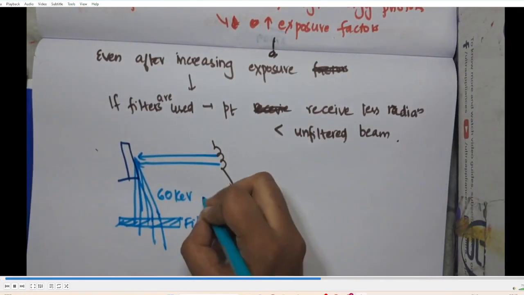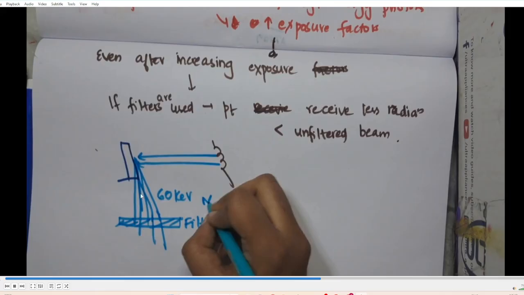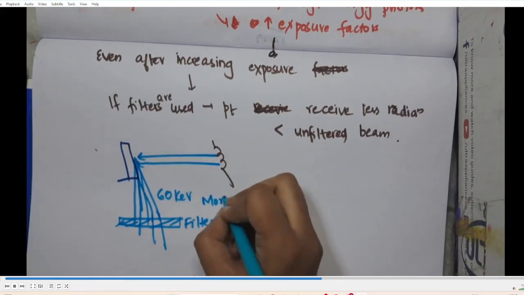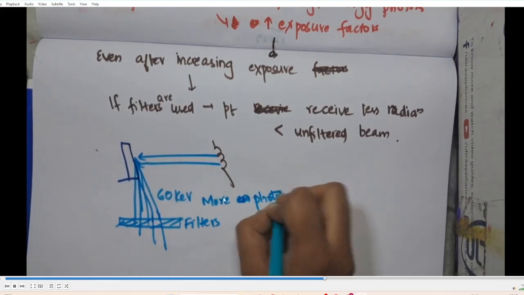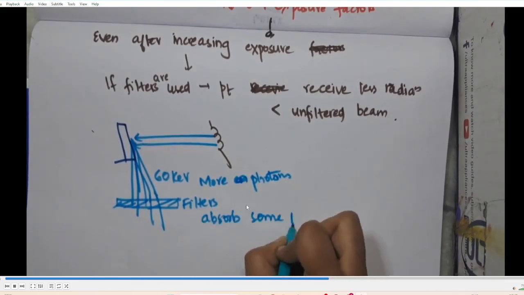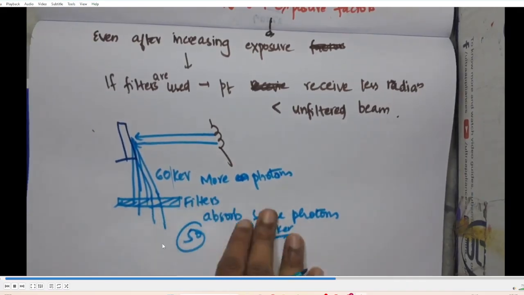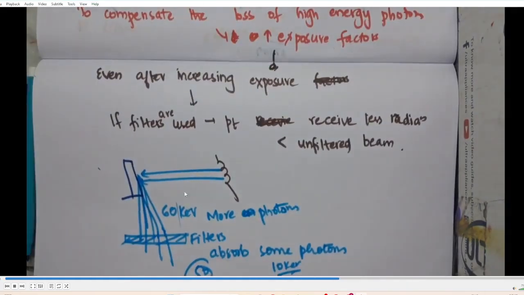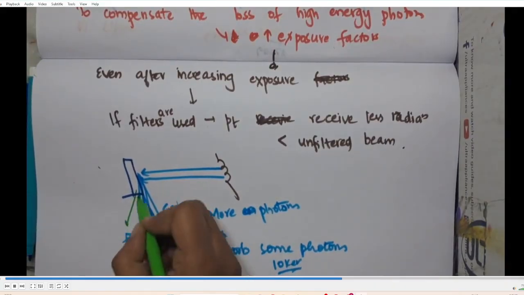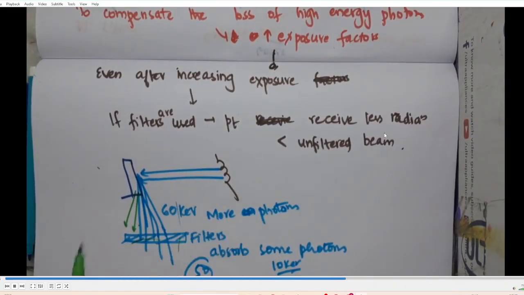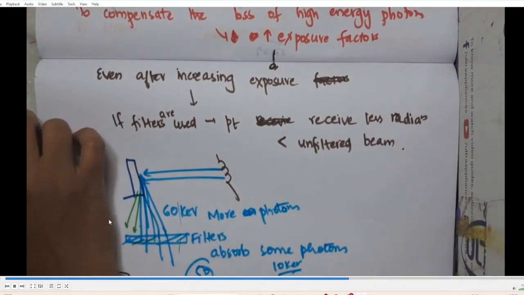So the total number of X-rays reaching the patient will decrease. More photons are present, and filters will absorb some of these photons. As a result, the exposure is decreased by using filters, even after increasing the milliampere second. Low energy photons are completely absorbed.